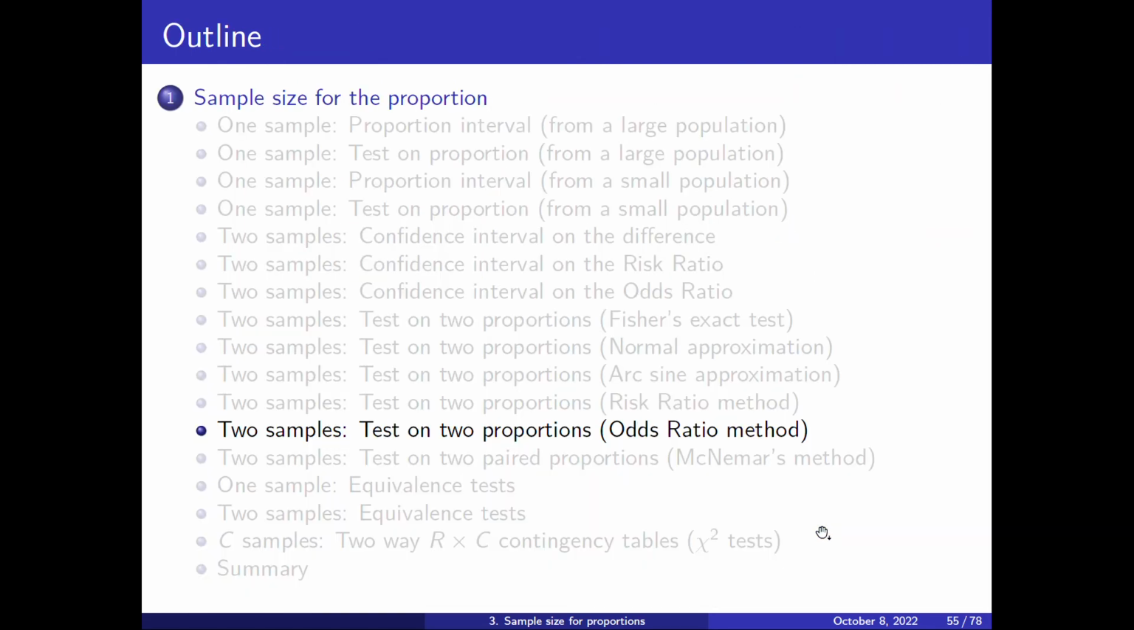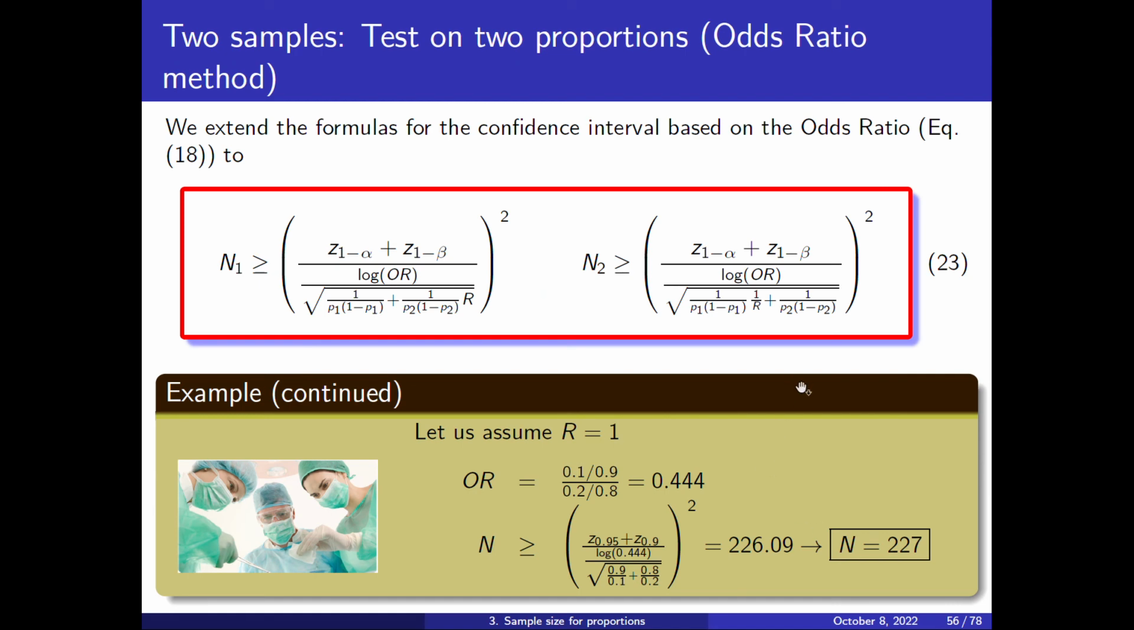And then with the odds ratio, that again we had defined before, it was P1 divided by 1 minus P1, and all that divided by P2 divided by 1 minus P2. So the odds ratio here is 0.4. You see, P1 divided by 1 minus P1, P2 divided by 1 minus P2. And then the sample size is again a very good approximation to the correct sample size.